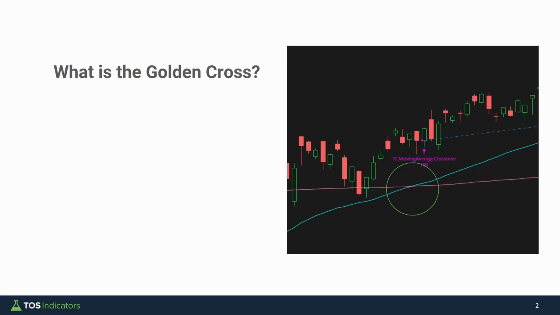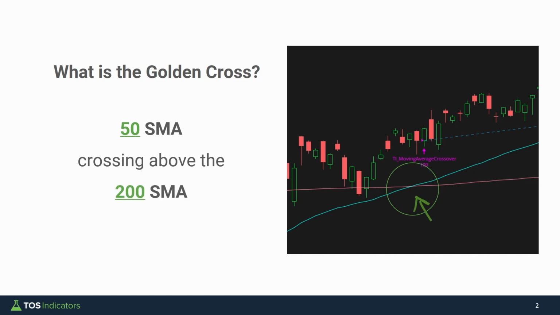Now, if you're unfamiliar with what the Golden Cross trading strategy is, it's quite simple. We're looking for times where the 50-period simple moving average crosses above the 200-period simple moving average. If we look at an example on the charts, this is the 50-period simple moving average. The pink line is the 200-period simple moving average, and you can see when that cross occurs, that's what we define as the Golden Cross.